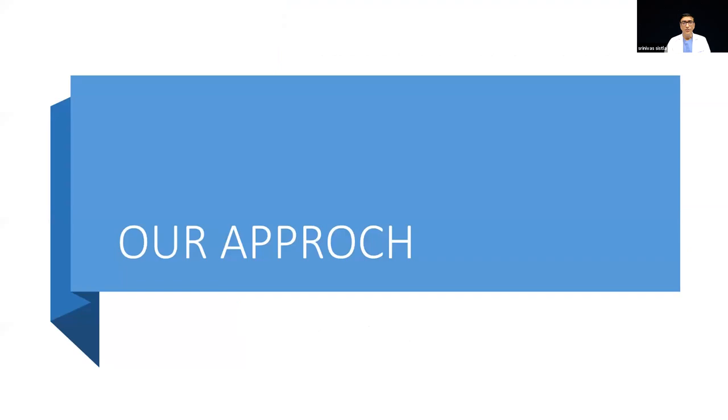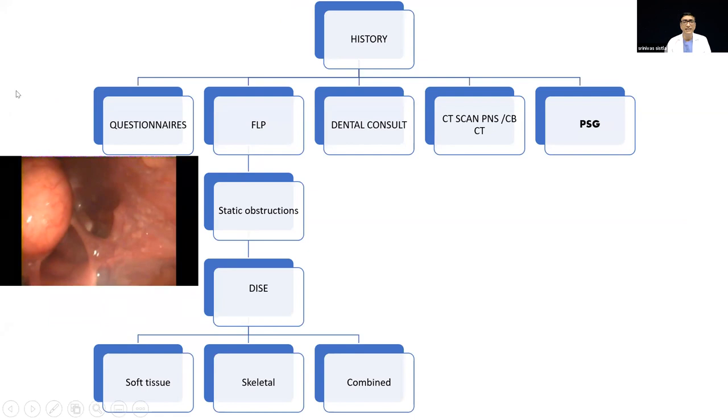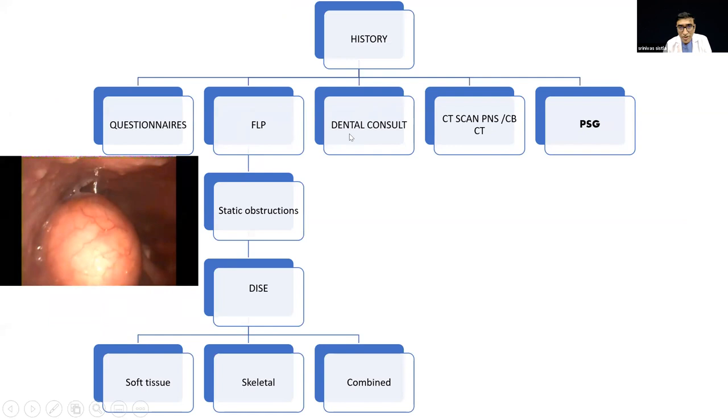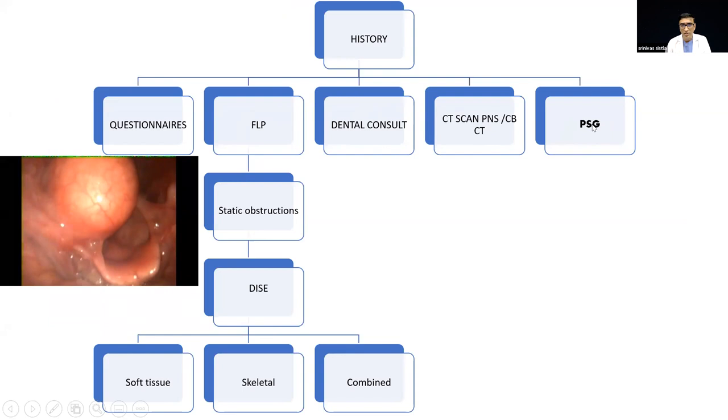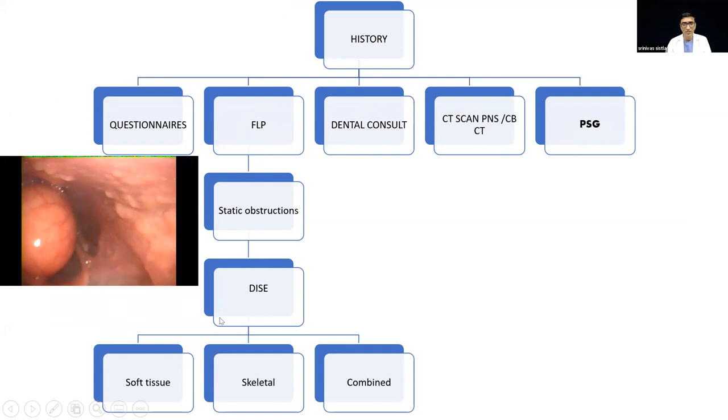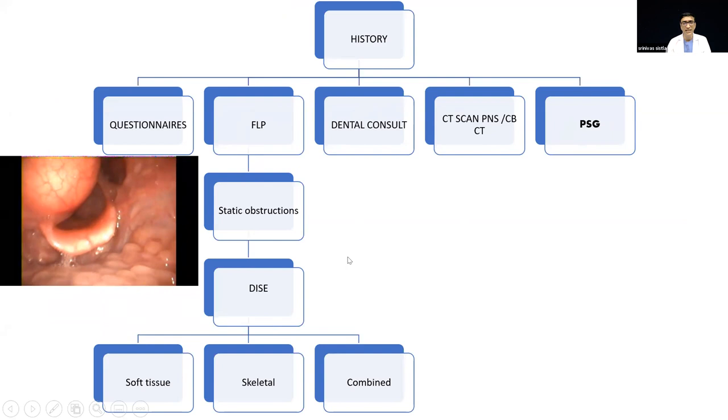So an approach, how it's changed nowadays, is that once the patient comes in, you take the history, you do an awake flexible laryngopharyngoscopy, you need to do a dental consult, you do a cone beam CT, you do a polysomnography, you assess static obstructions, do a drug-induced sleep endoscopy, then decide what you need to do for the patient. And that is something that has changed over a period of time in the last few years.